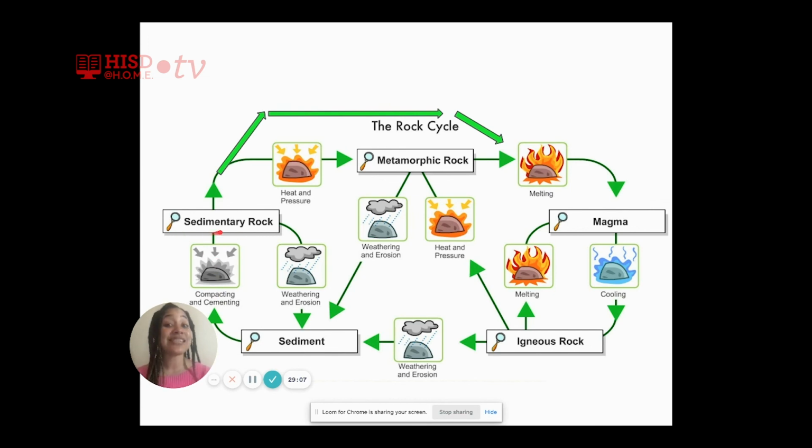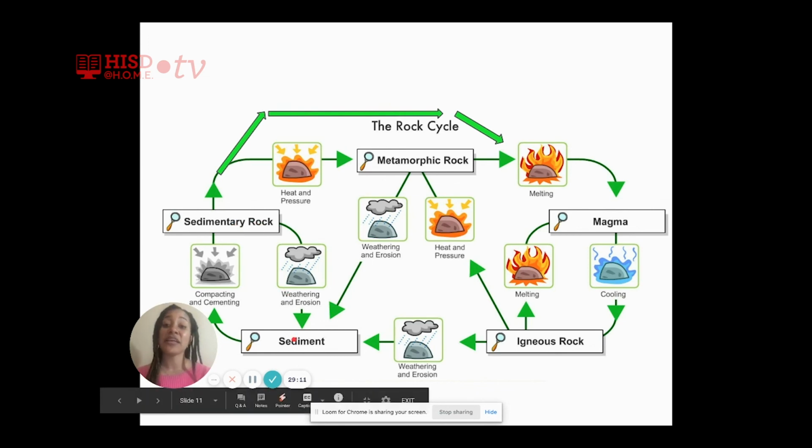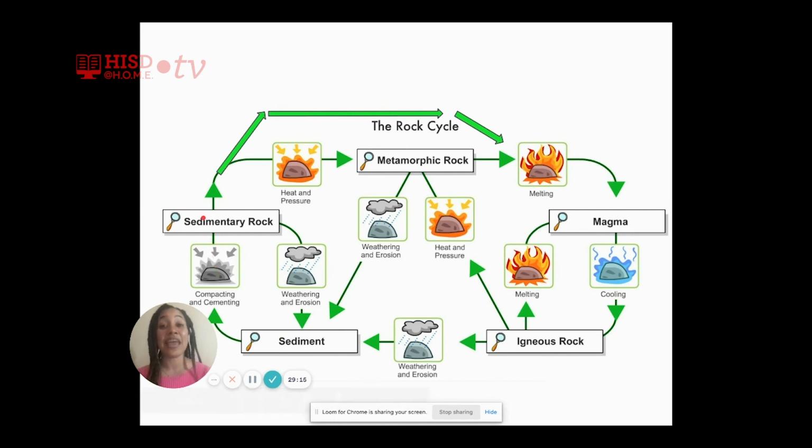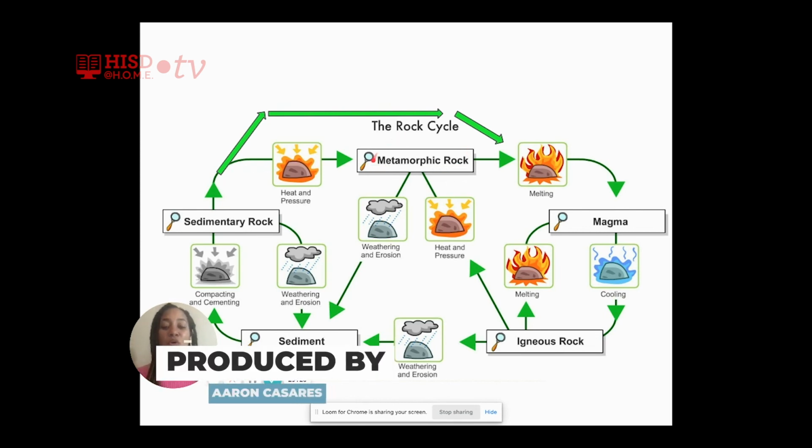Now, if our sedimentary rock is weathered and eroded, it will again form sediments. And then if it's compacted and cemented, it will form sedimentary rock again. Now, if we do not weather and erode our sedimentary rock, but instead we apply heat and pressure to it, just like igneous rock, it will form metamorphic rock.